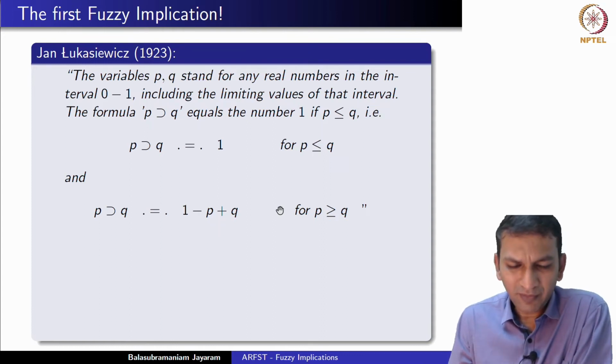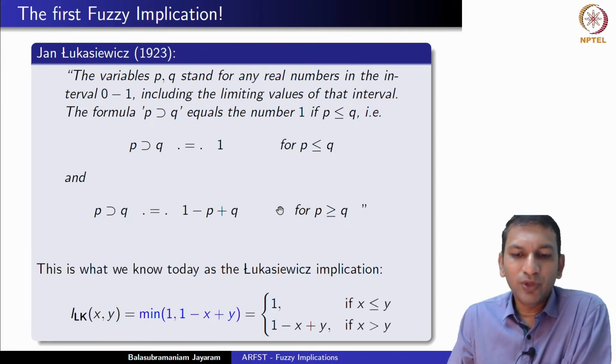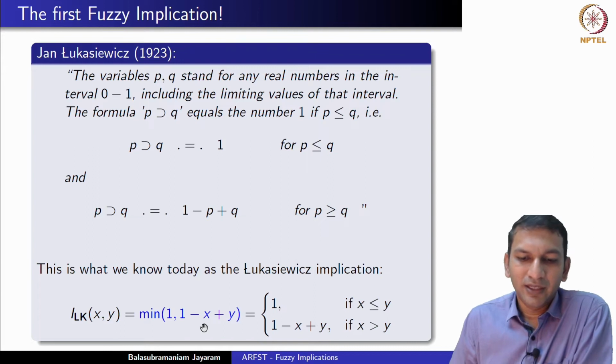It is 1. So this perhaps was the very first fuzzy implication, a multi-valued implication that was proposed, and it was proposed almost a century ago to the day. This is what we know today as the Łukasiewicz implication in the fuzzy set theory literature. And when you translate it in terms of x, y variables over the unit interval, this is how it looks. This is one way of writing it. This is how Łukasiewicz had written, and it could also be written equivalently in this form.